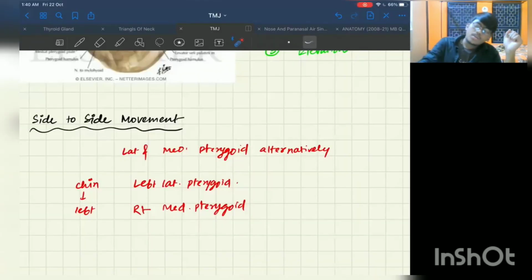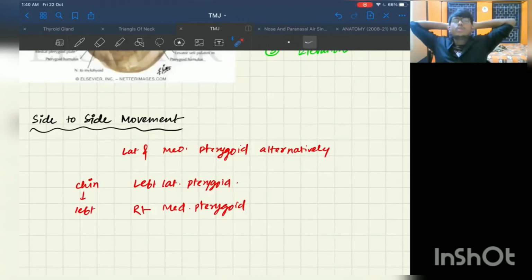So this was all about the temporomandibular joint, which you are going to need in your university examination and also in your further examinations. So for today, this much.